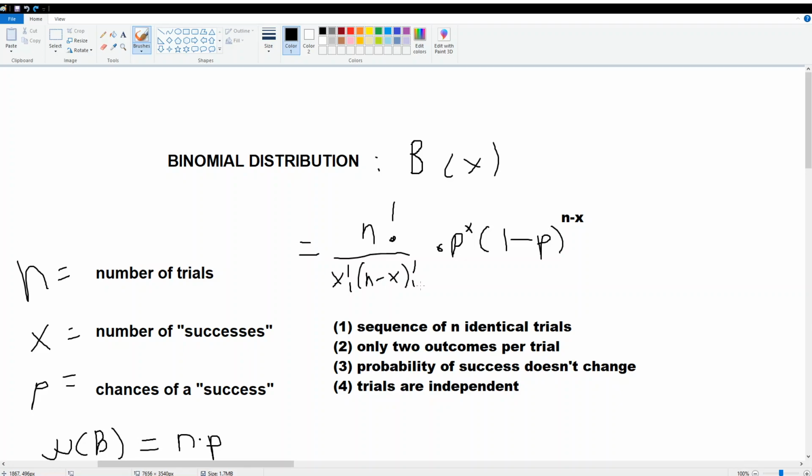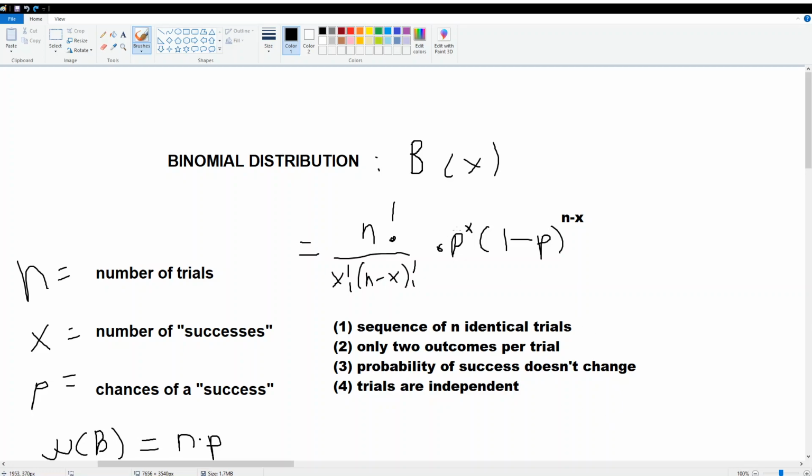And again, success might sound a bit weird depending on the context. If we have 25 of you and 3 of you fail the Unit 2 test, and I ask, what are the chances I pick 4 students and 2 of them fail, then the success would be picking somebody who failed. So it can seem a little bit weird at times. That's why sometimes thinking of it as true-false can help. And then P is the chances of a success happening.